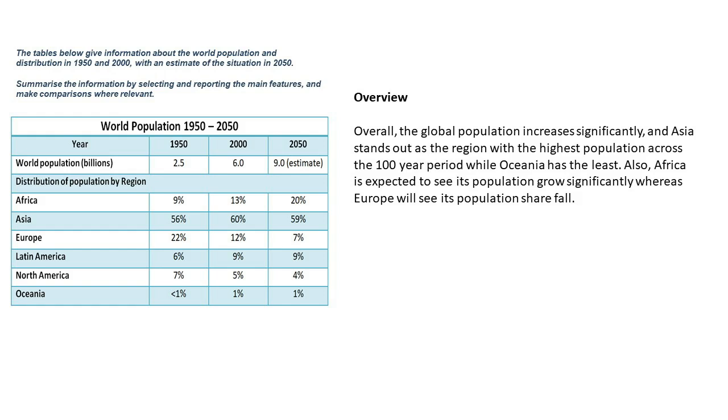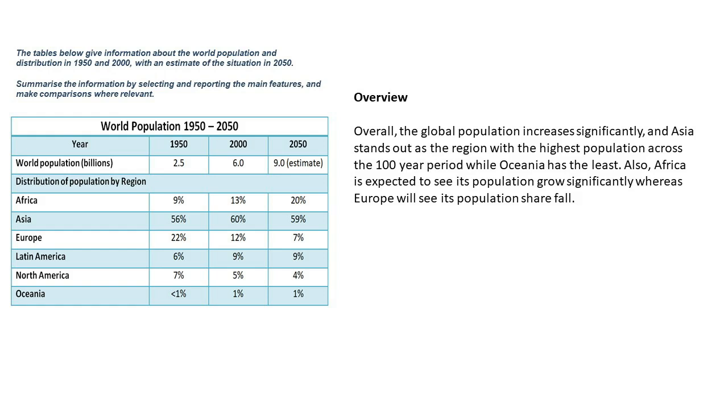Next point, another main feature I saw was Asia, 56, 60, 59. That's the biggest. That's the next main point. And Asia stands out as the region with the highest population across the 100-year period. What else was noticeable? Oceania is tiny, okay? So I'm going to contrast the biggest with the smallest, whereas Oceania has the least.